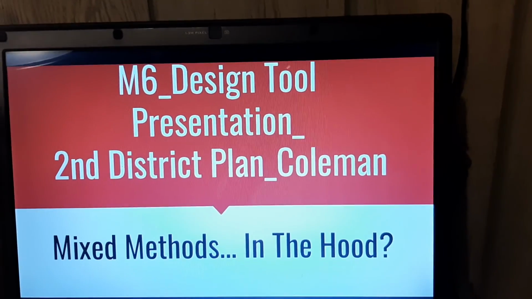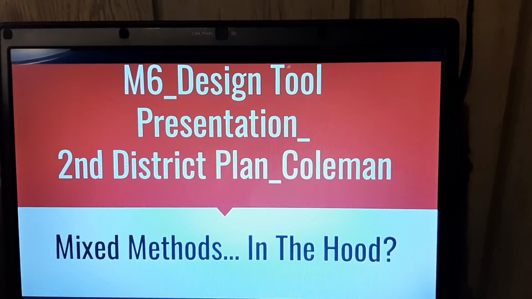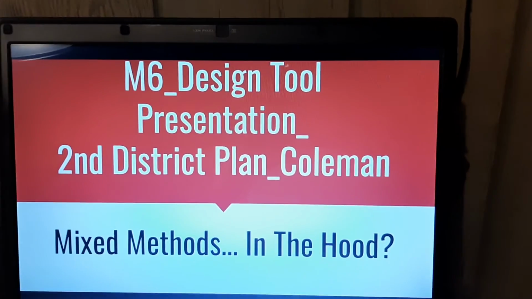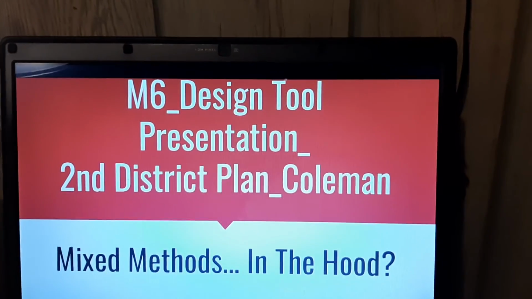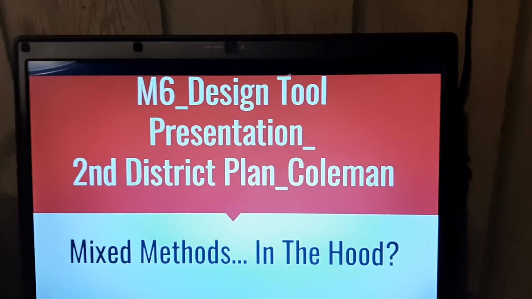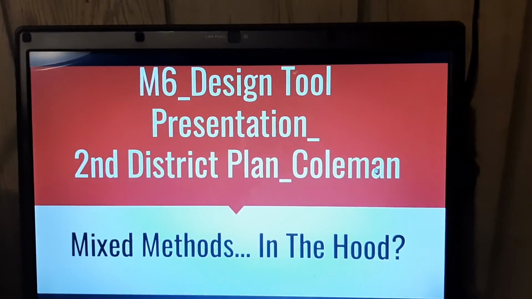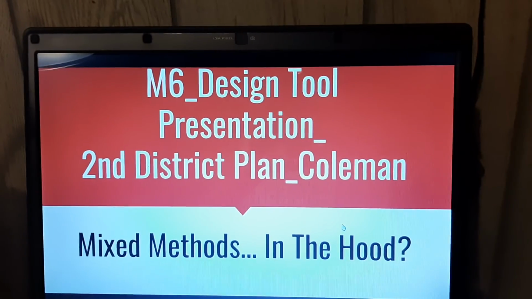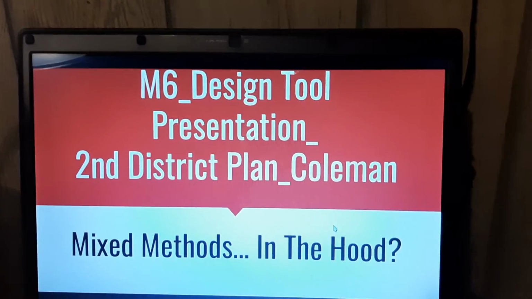Hi, my name is Mitchell Coleman, and this is actually my M7 design tool presentation, but I've submitted it as an M6 because the original plan was in week 6. Second district plan, Coleman, which is my name, and it's mixed methods in the hood.